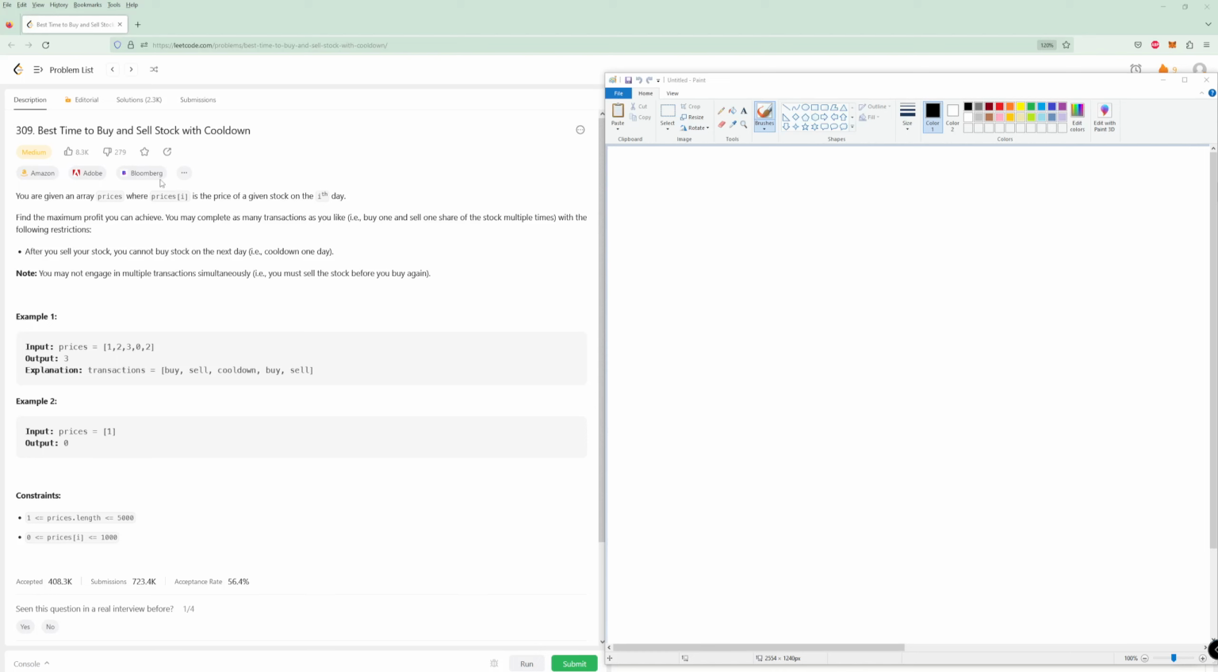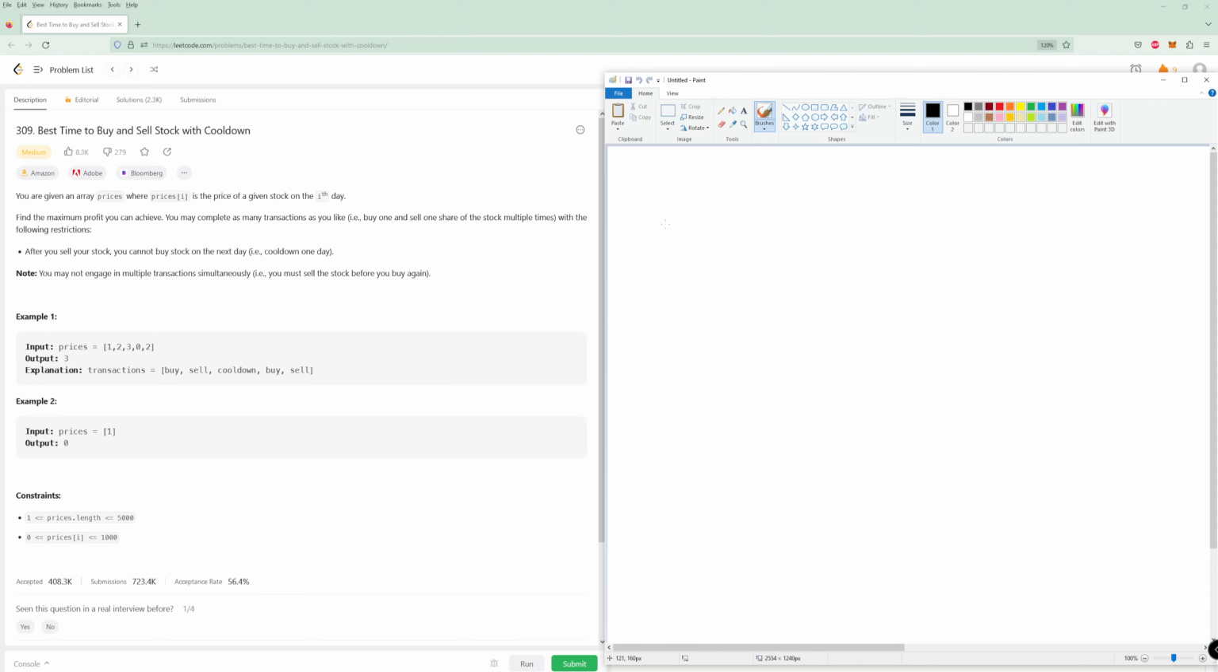So today we're going to do a popular problem. It's going to be best time to buy and sell stock with cooldown. This is a continuation of the easy problem, which is just best time to buy and sell stock. But now we can complete as many transactions as we like with the following restrictions. After we sell our stock, we cannot buy stock on the next day. So we have a cooldown, and you may not engage in multiple transactions simultaneously.